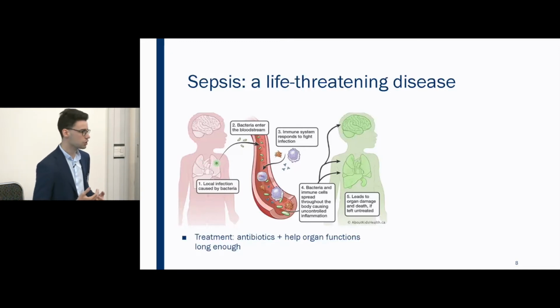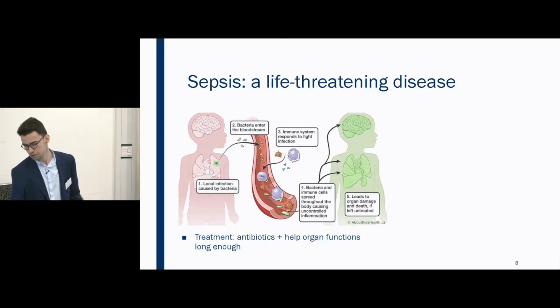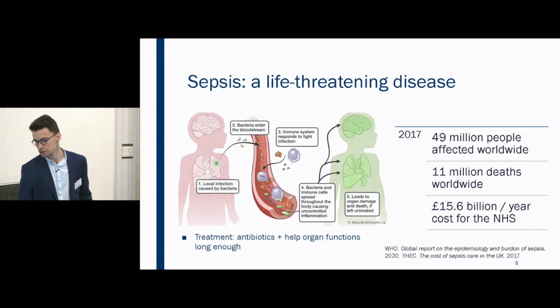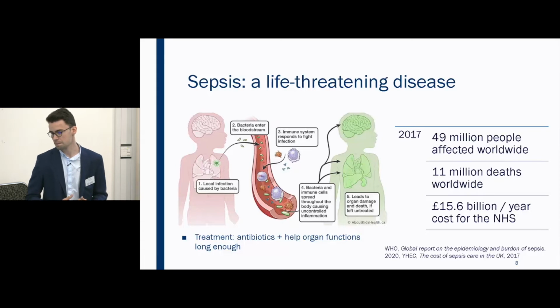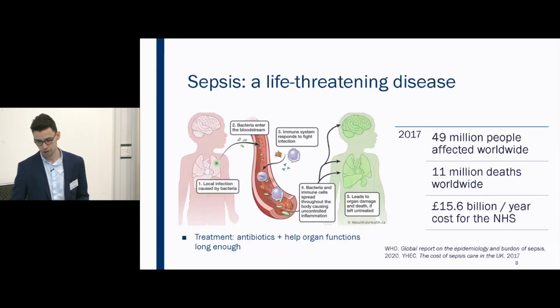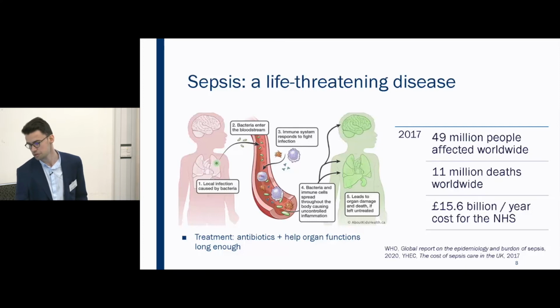The way this is being treated is patients are given antibiotics to kill the bacteria and support to different of their organ functions. Now, in terms of figures, sepsis in 2017 has been estimated to affect around 50 million people worldwide, unfortunately killing 1/5 of them, and is estimated to cost around £50 billion a year to the NHS.